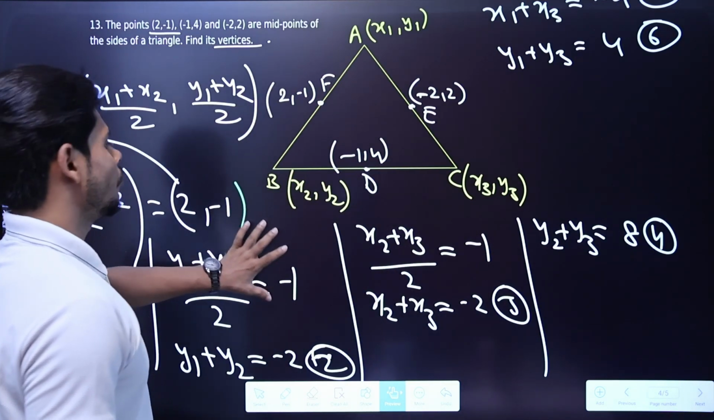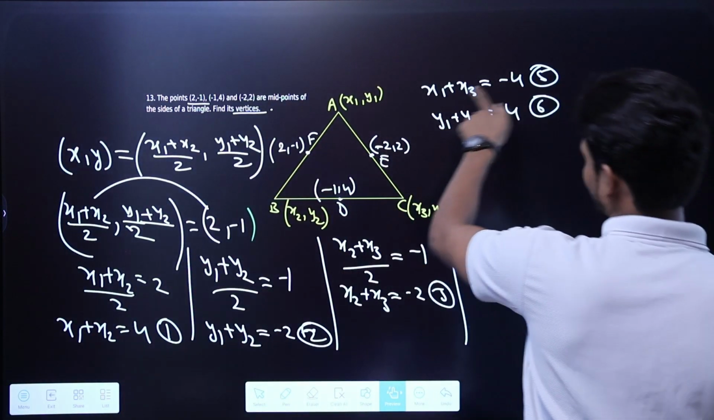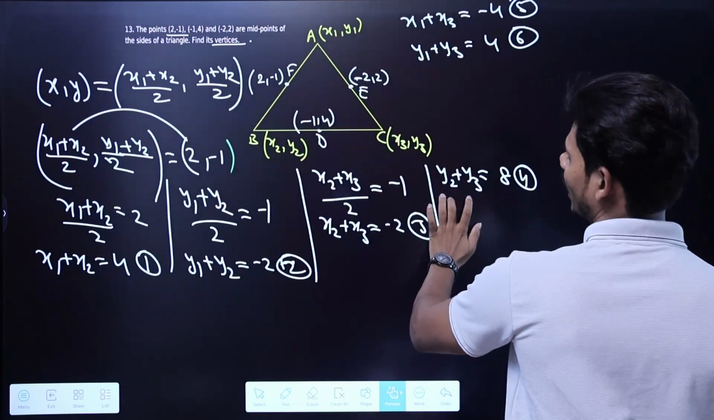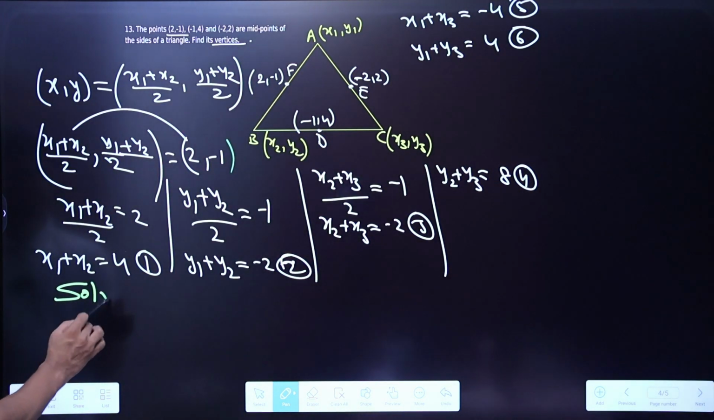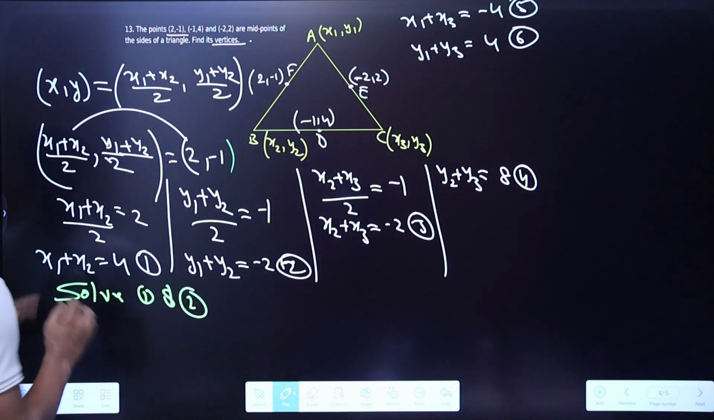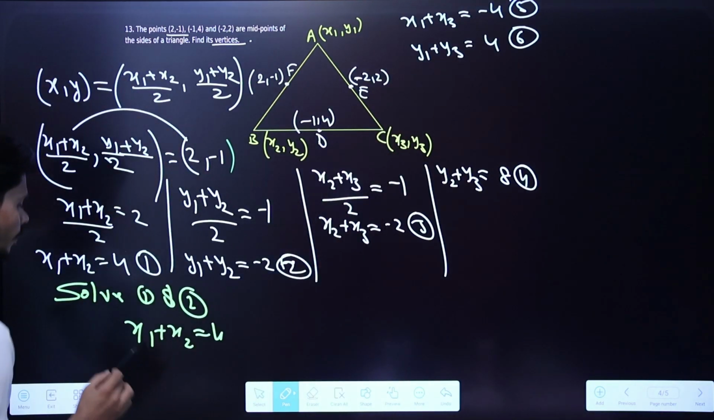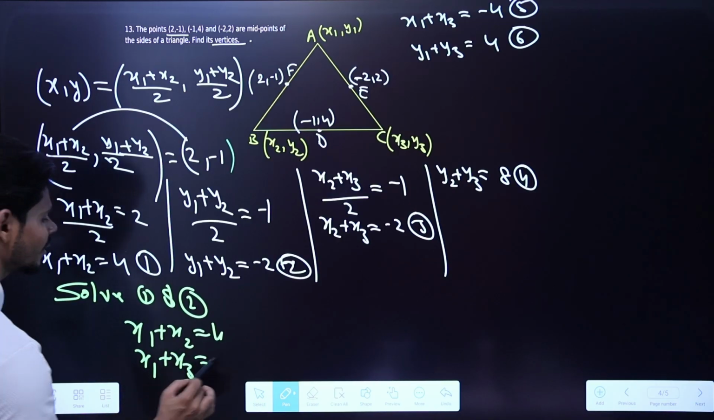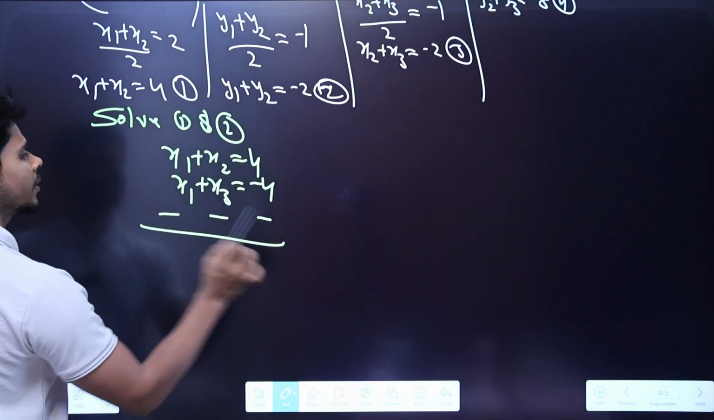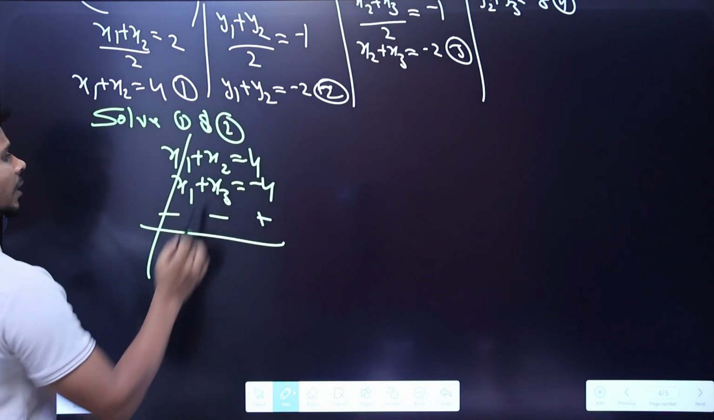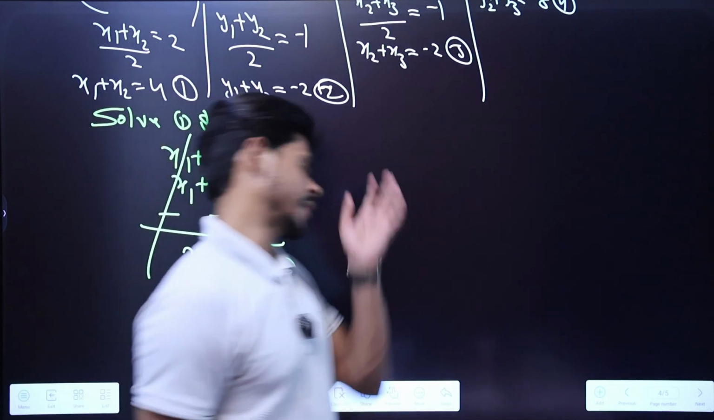So first analyze which two equations you can solve. We have x1 x2 and x1 x3, so solve 1 and 5 first. Equation 1 is x1 plus x2 is equal to 4, and 5 is x1 plus x3 is equal to -4. Now if I change the sign, x1 will get cancelled out, and it will be x2 minus x3, which comes out to be 0.